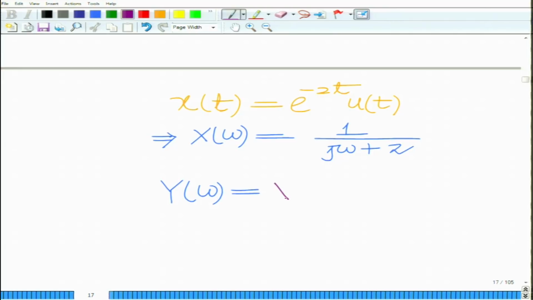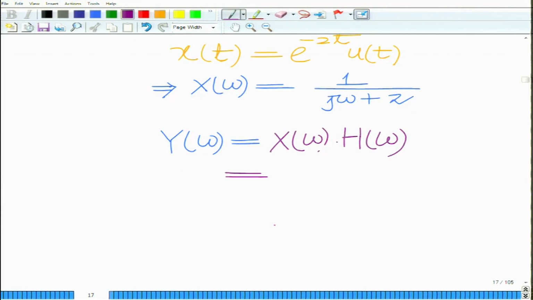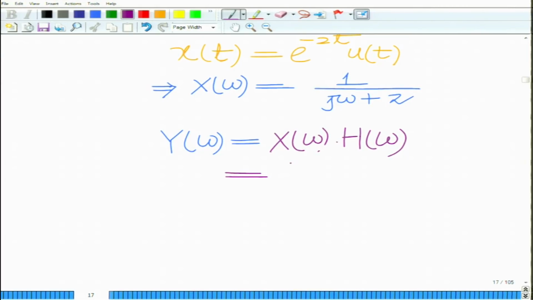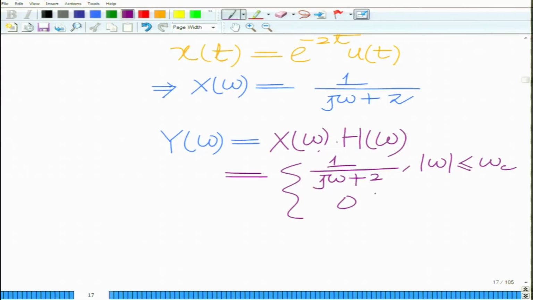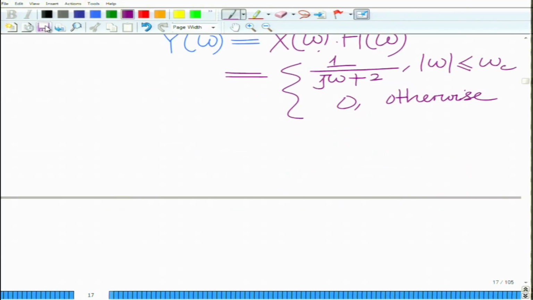Y of omega is the Fourier transform of the input signal X of omega times the Fourier transform of the filter response, H of omega. So, Y of omega is X of omega times H of omega, and remember, H of omega is 1 only for magnitude of omega less than omega c. So, it allows only the frequency components of the signal in the band minus omega c to omega c to pass through, and it suppresses all the frequency components outside this band, because its response is 0 outside of this band. So, what we have is 1 over j omega plus 2 for magnitude of omega less than or equal to omega c, and this is 0 otherwise.